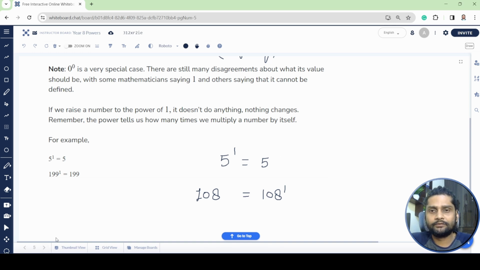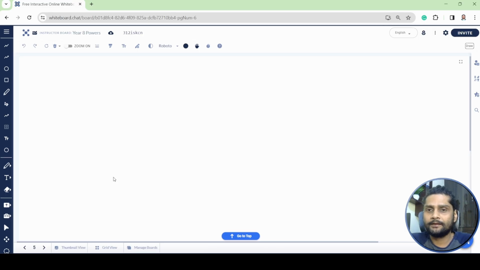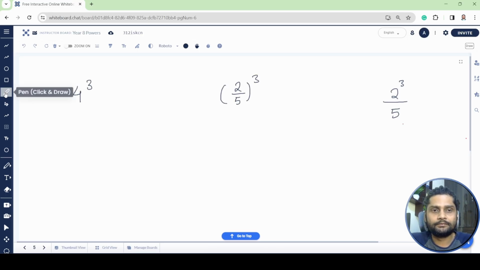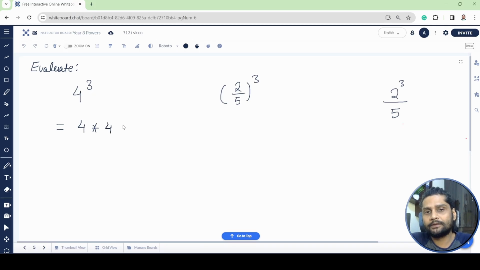Let's quickly have a few more questions, students, so that our basics become stronger. Let's say we have to evaluate. Question is to evaluate these many expressions. So the first one is very simple. 4 is raised to the power of 3. It means my base 4 has to be multiplied 3 times. And first of all, when I multiply 4 and 4, I get 16. And further, 16 gets multiplied by 4, I simply get 64.